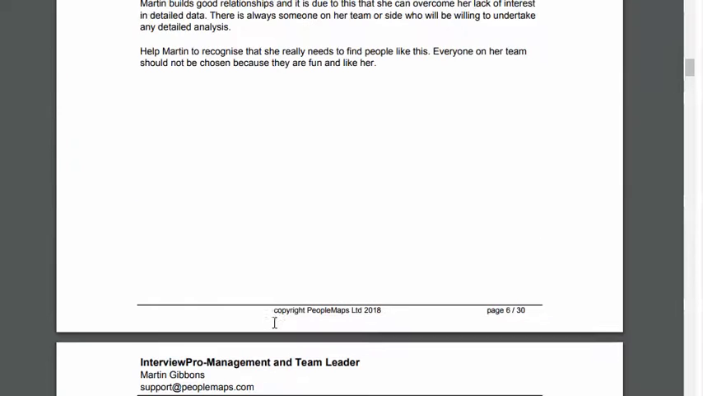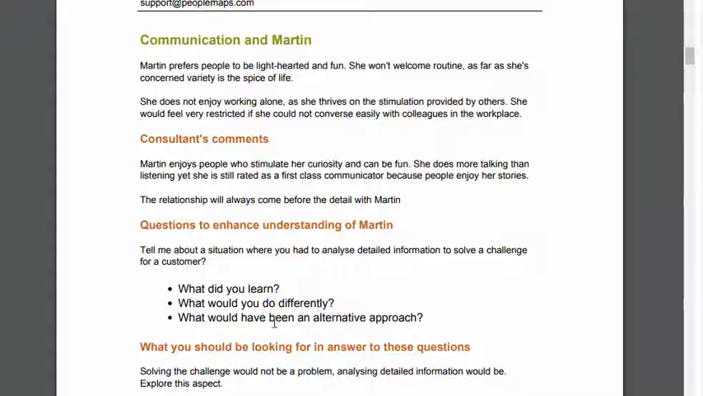Now, this is true of any of the statements here. So you could pick any sentence here and give that to the candidate and say, how do you feel about that? So for instance, let me just pick something at random. Okay, so it says here, and this is what you could say to the candidate, it says in this report that the relationship will always come before the detail with you. Do you agree with that? So that is going to open up a conversation.